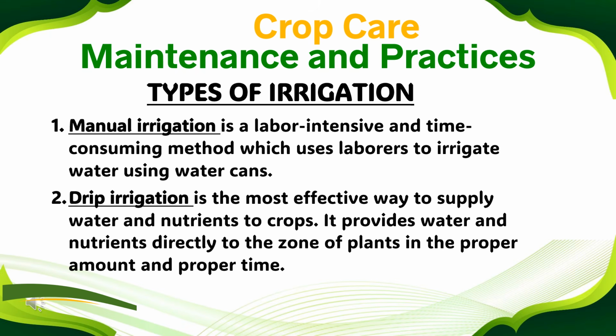Next is the drip irrigation. This is the most effective way to supply water and nutrients to crops. It provides water and nutrients directly to the root zone of plants in the proper amount and at the proper time.